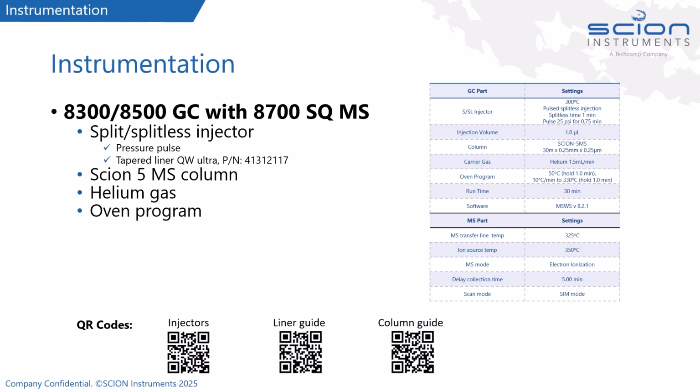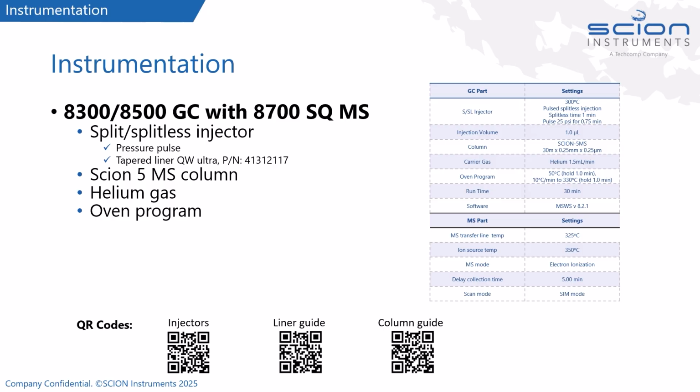Instrumentation. Either the 8300 or 8500 SCION instruments GC can be used, with the 8700 single quad mass spectrometer. We used a splitless injector with a tapered quartz liner. The tapered liner focuses the sample on the entrance of the column, which is perfect for trace level analysis. Here you can also see the part number of the liner if you want to order it.